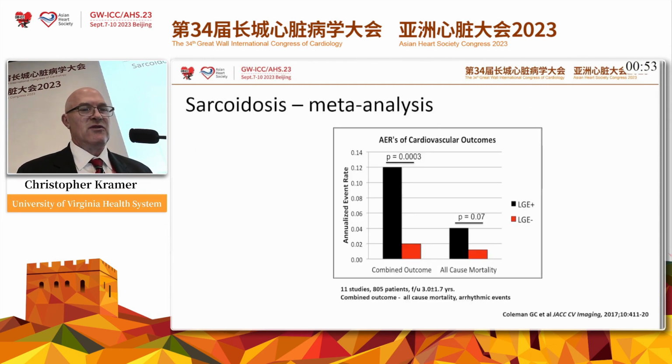Our group has shown in this meta-analysis of 11 studies, 805 patients, that the presence of LGE in sarcoid is a marker of adverse outcome, a 6-fold increase in the combined outcome of death or ventricular arrhythmias as opposed to those without LGE, and a strong trend to an increase in all-cause mortality. So the presence of scar in sarcoid is an adverse marker.